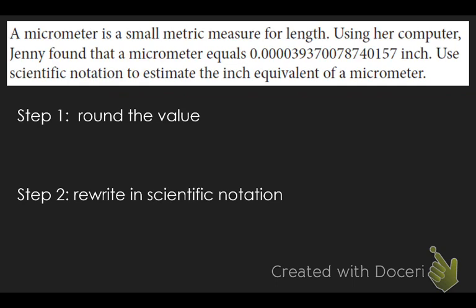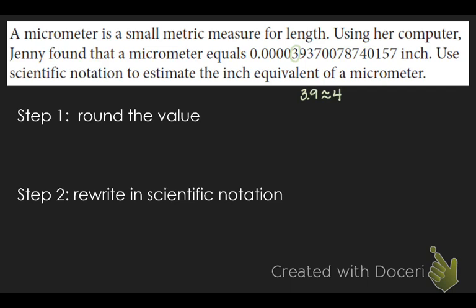A micrometer is a small metric measure for length. Using her computer, Jenny found that a micrometer equals 0.00003937007874015 inch. Use scientific notation to estimate the inch equivalent of a micrometer. So this is just like if it was big. We're going to look at where the first number actually is, the first place value that's other than 0. So that's 3. So really I need to look at 3.9 and I'm going to round it to 4.